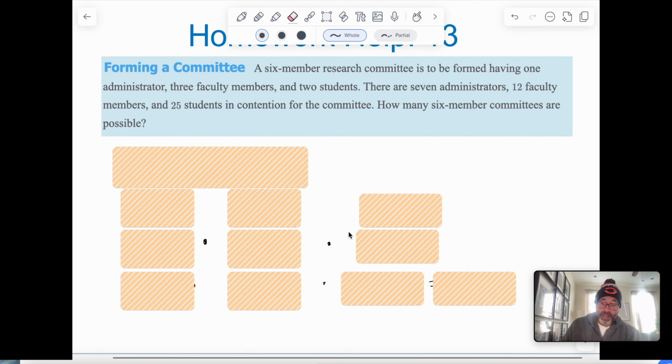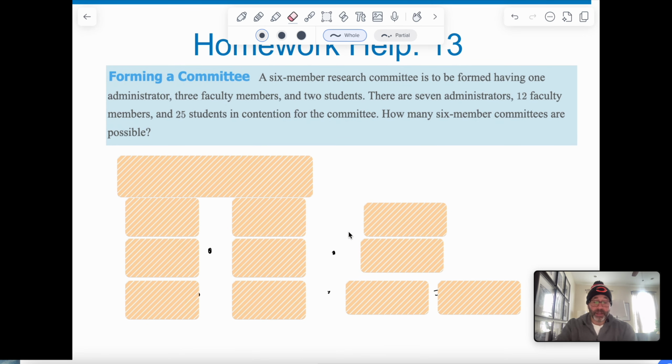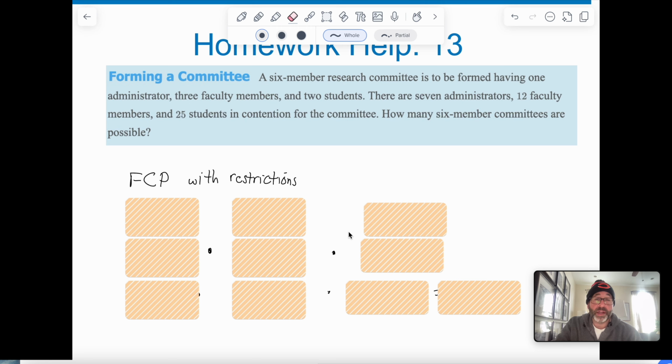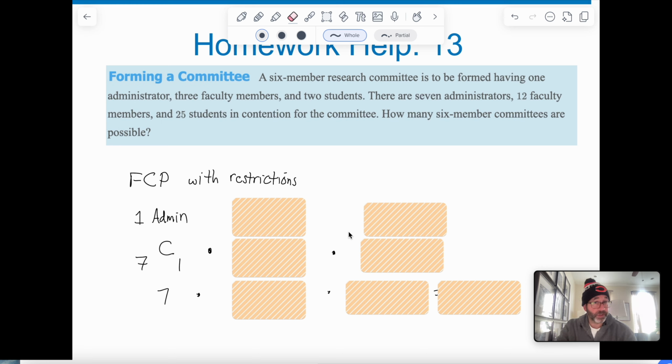All right. When we look at forming a committee, this is again a fundamental counting principle, but there are restrictions going on here. So when we look at this problem, a 6-member research team is going to be formed. So we're going to have 6 total people involved in this. From this team, there's going to be administrators, faculty members, and students. Now, when we look at just the admin, we are told that there's only going to be 1 admin picked, but there are 7 admin to choose from. So we're going to do 7 admin. We're going to choose just one of those. So that means we have 7 total admin we could choose from. Obviously, that makes sense, right?